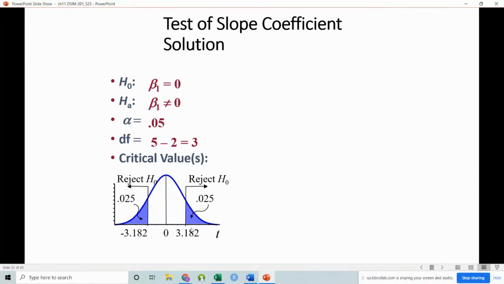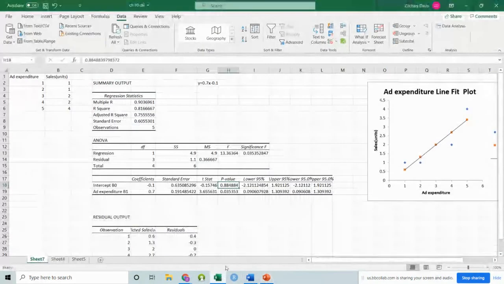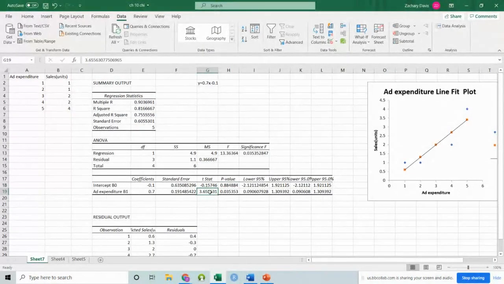So if we get a t value greater than 3.182, we can reject the null hypothesis. And our t-value was 3.657, which is higher than that number, and thus we can reject at alpha equals 0.05. Like I said, Excel will give you the output here, and that's really just this number divided by this number gives you that number.